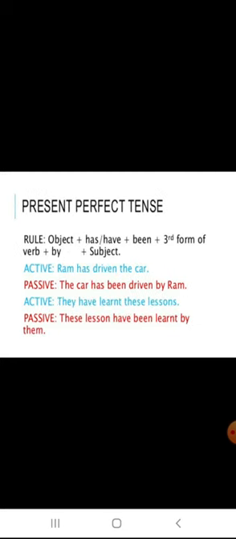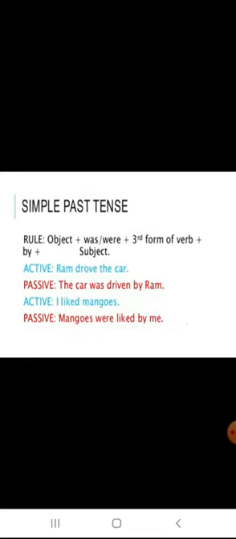Then present perfect tense. First we have to use the object, then has or have, plus been we have to use. Then the third form of a verb, by plus subject. Ram has driven the car. That is the active voice. The car has been driven by Ram. We have to use been. They have learnt these lessons. These lessons have been learnt by them.